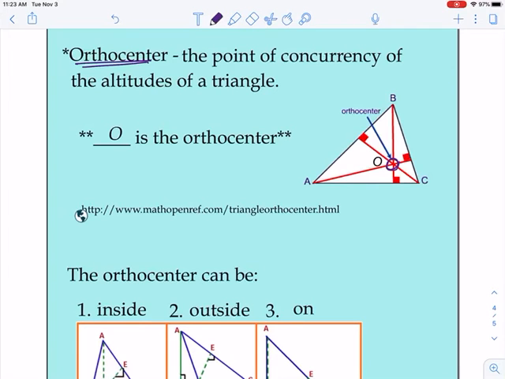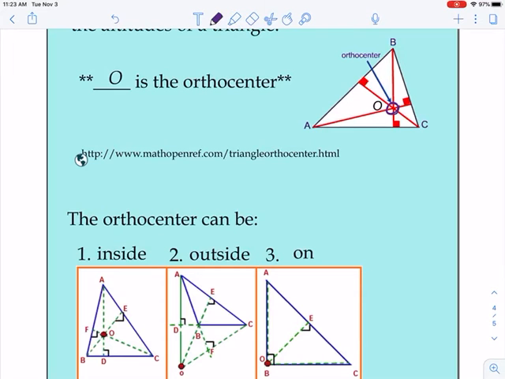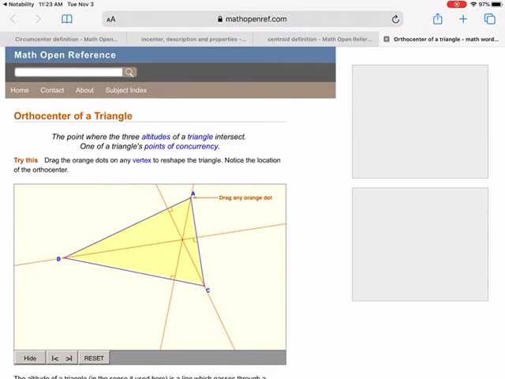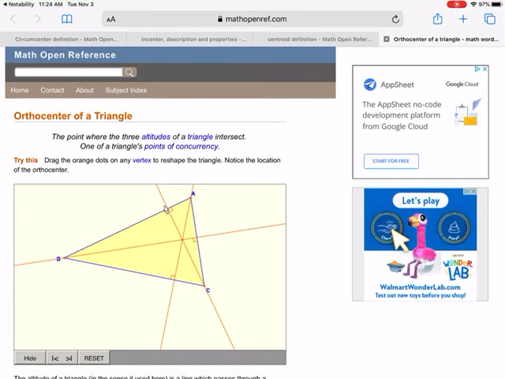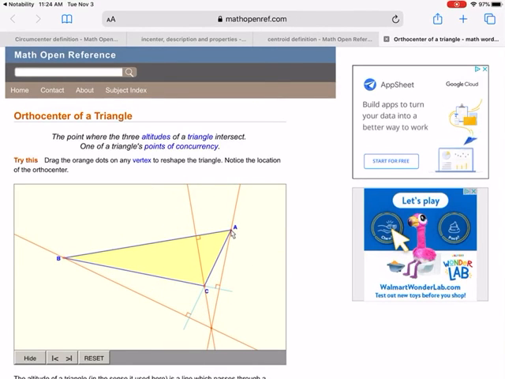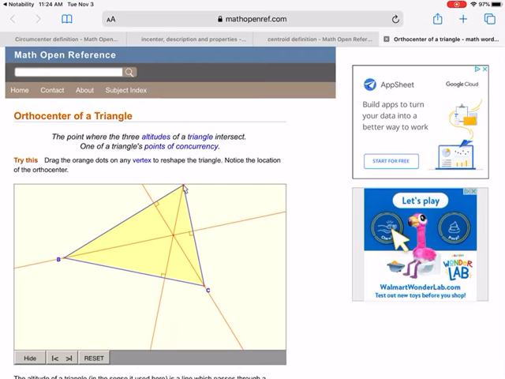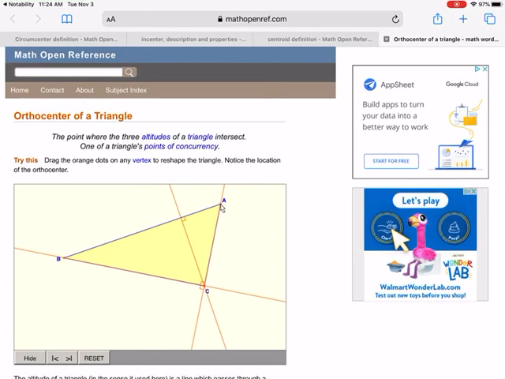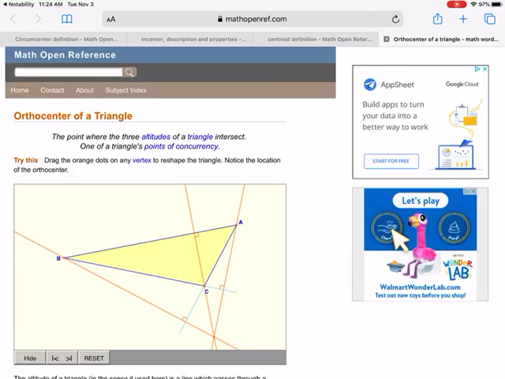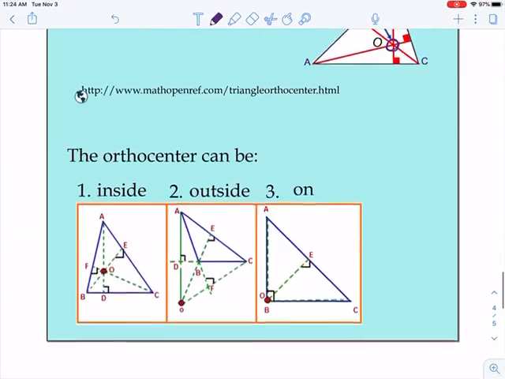Okay, and again, let's see where it's going to be located. You can see on the bottom here, it's going to be inside. It can be outside or it can be on, but let's go into this. And there again, you saw it move, but right now it's on the inside of that triangle. And if I take that and drag it, there it is on the outside, and there it is on. And notice when it's on it, that's a right triangle. So again, it could be inside, it could be on, or it can be outside. So if it's inside, you can have a triangle that looks like the one on the left. If it's outside, it's going to be this middle one. So inside, it's acute. Outside, it's going to be an obtuse triangle. And if it's on, it's going to be a right triangle.